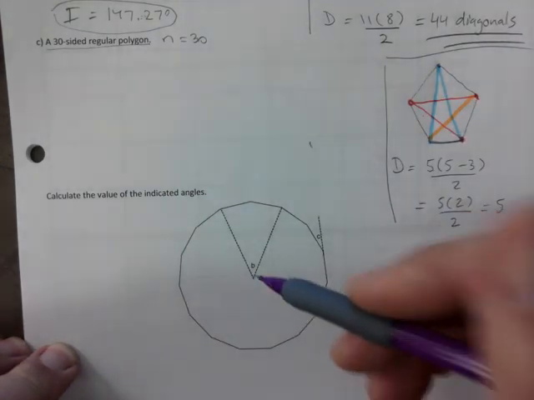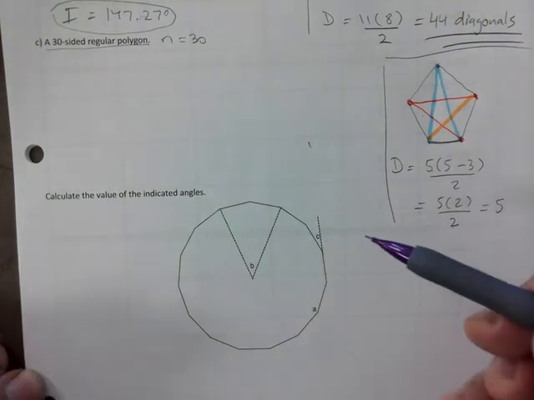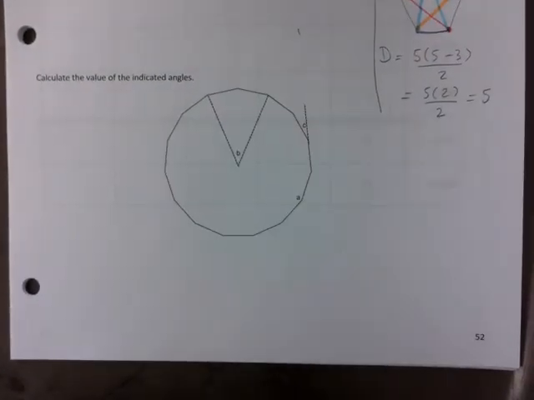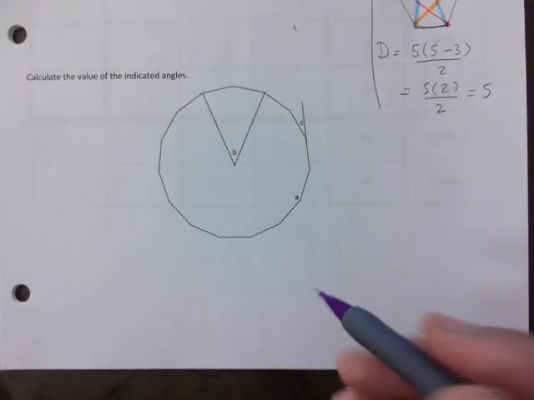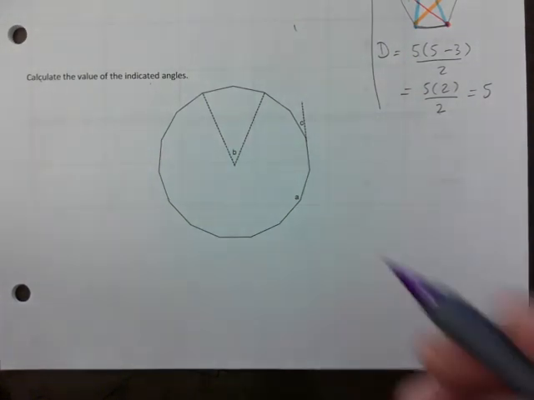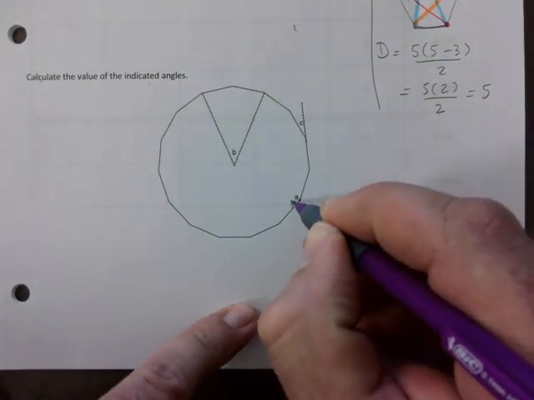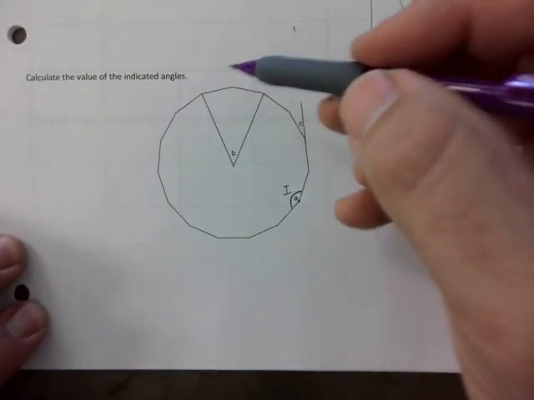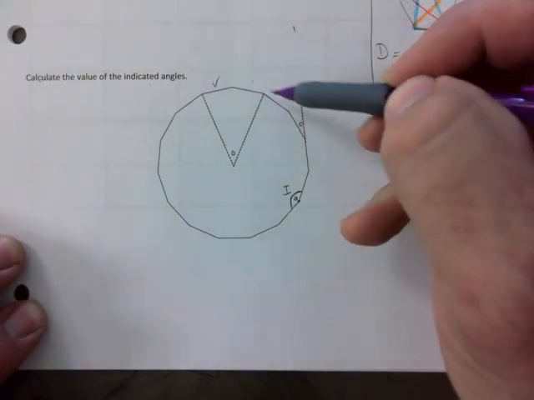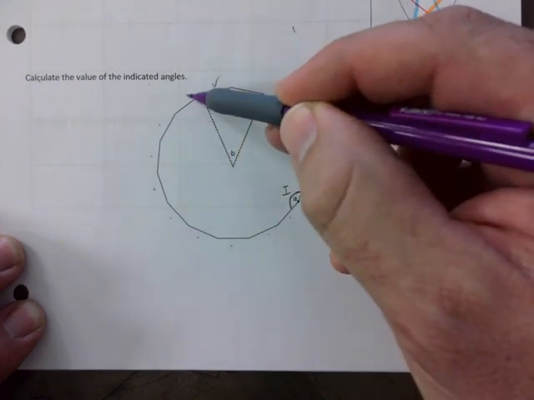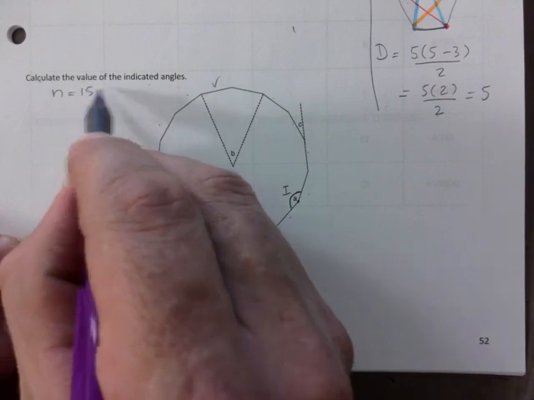I don't want to do this one yet because this one doesn't tell you what the angles are that it's trying to find. It doesn't give you a name for them. So let's go here. I would really want you to write this down. It says calculate the value of the indicated angles. What is angle A? What would I call this one? Interior. Yes. So let's find that one first. How many sides? 1, 2, 3, 4, 5, 6, 7, 8, 9, 10, 11, 12, 13, 14, 15. n is equal to 15 sides.